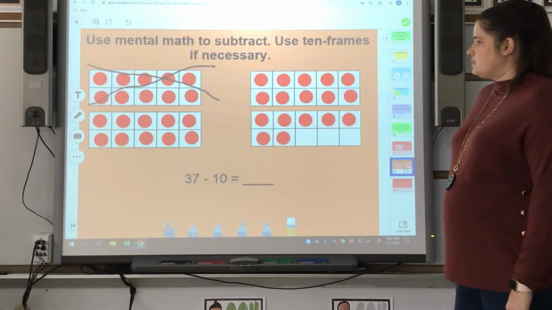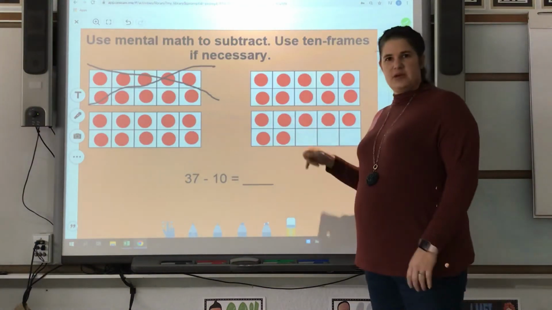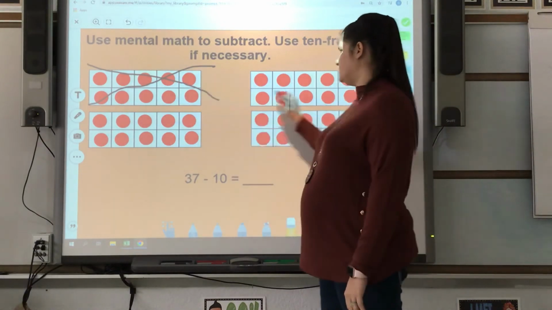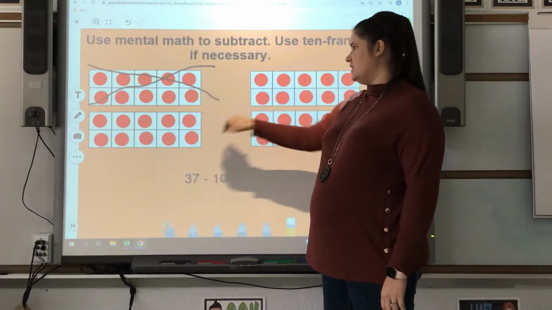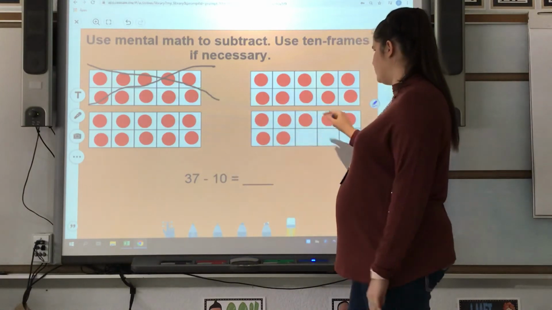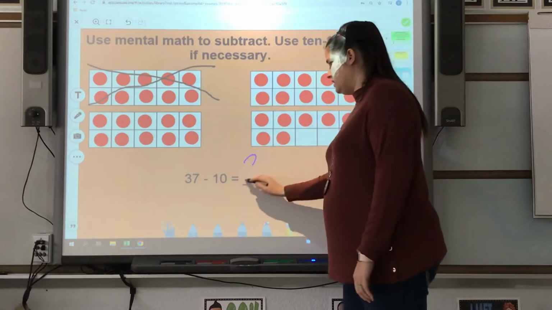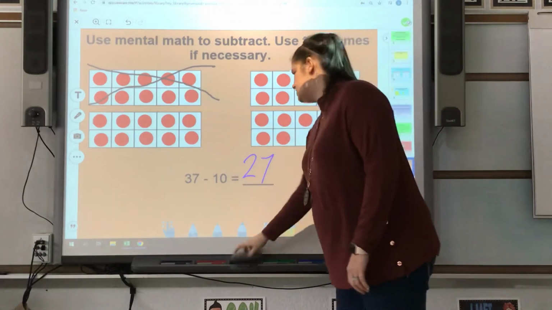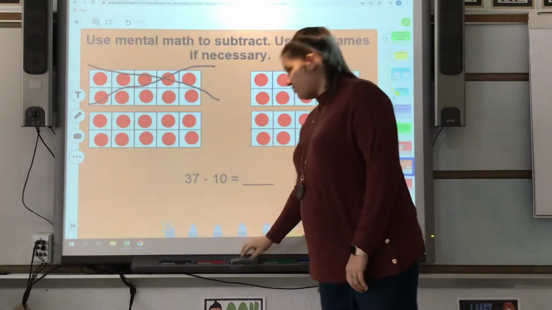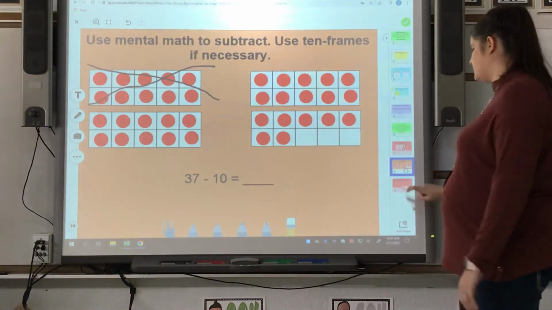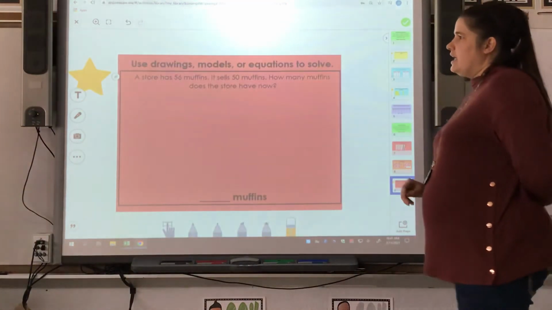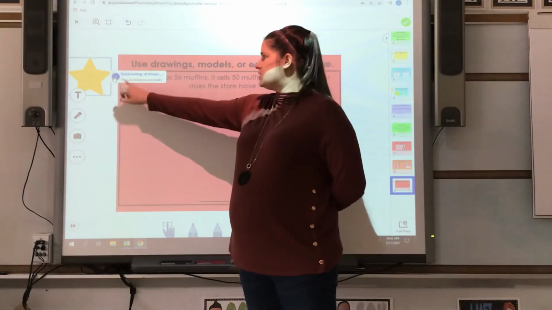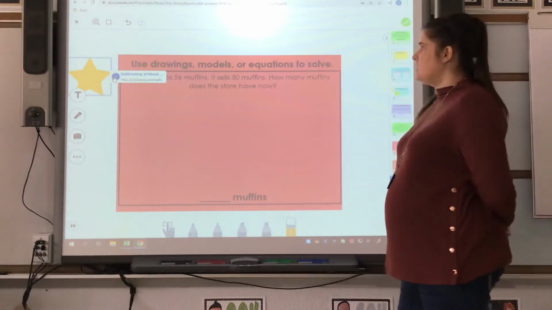Use mental math to subtract, like this one. They gave us the picture. All we need to do is solve. 37 minus 10, 37. Took away 10, 10, 20, 21, 22, 23, 24, 25, 26, 27. Simple and easy. The problems that you're going to see on your math are very similar to what we've been doing the last 2 weeks. And last but not least, you have another video up here, subtracting without regrouping.